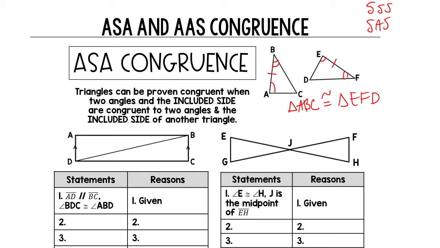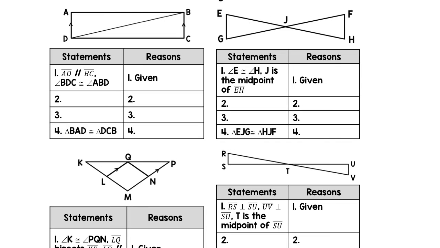Let's put this to good use with some proofs. Our first statement is that side AD is parallel to side BC. We can see that because of the arrows here. And angle BDC is congruent to angle ABD. Let's mark that on our figure here. We eventually want to get to triangle BAD is congruent to triangle DCB.